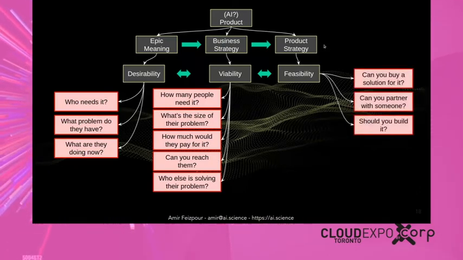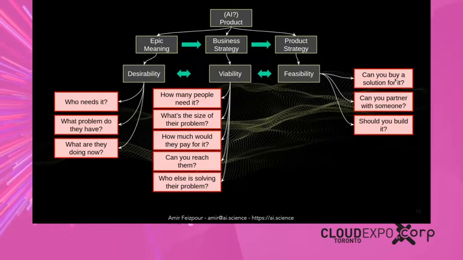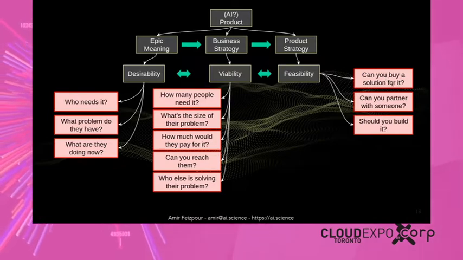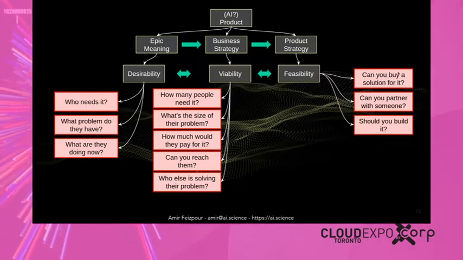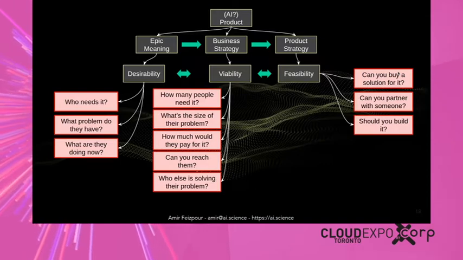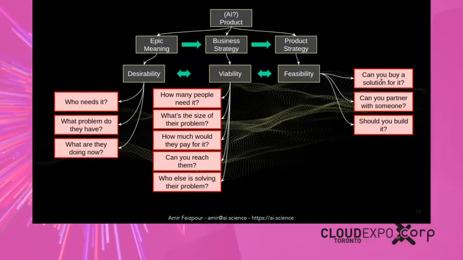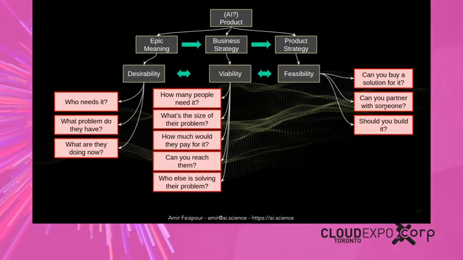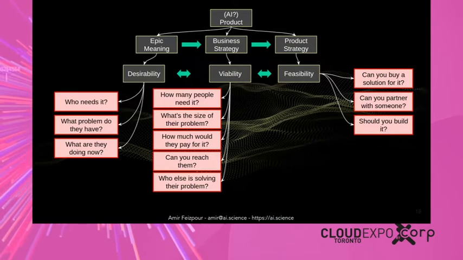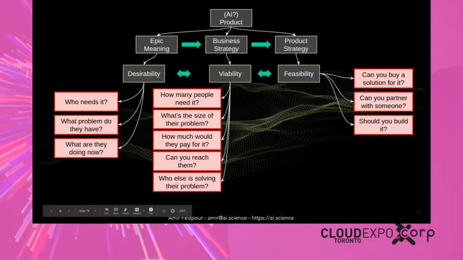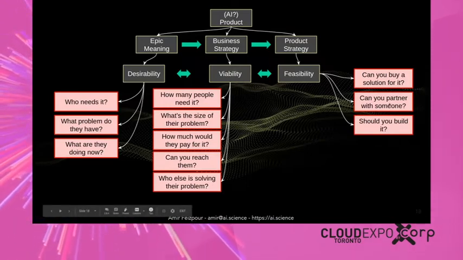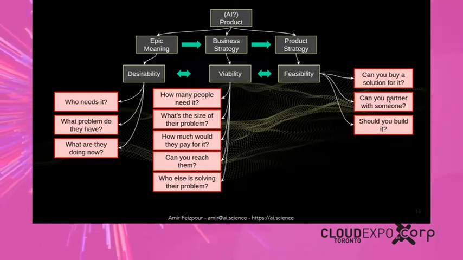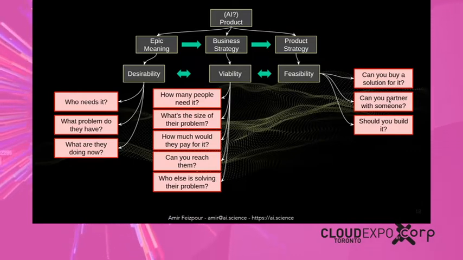In terms of feasibility, obviously, the first question to think about is, can you buy a solution for it? Because if you can buy it, and if you have the money for it, it's a waste of time to build it. And a lot of us like to build things, so we usually ignore this question, but it's extremely important to think about. Can you partner with someone else? Like if somebody else is also partly solving this problem and you identified them in this stage, can you partner with those and solve part of your problem and hopefully help them solve the problem faster?